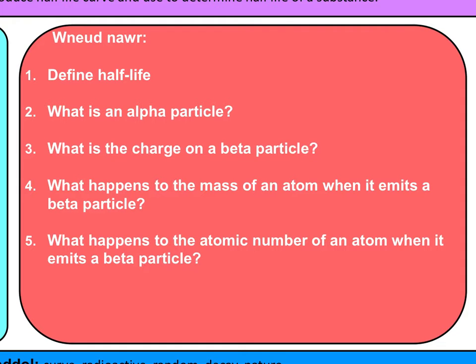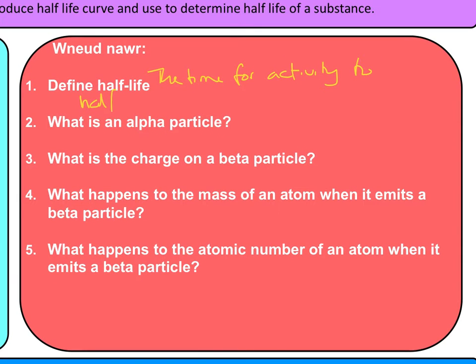Okay. So to find half-life, half-life is the time for activity to reduce to half, and that's half its initial value, okay? Okay, what is an alpha particle? It is a helium nucleus that's emitted from an unstable atom.